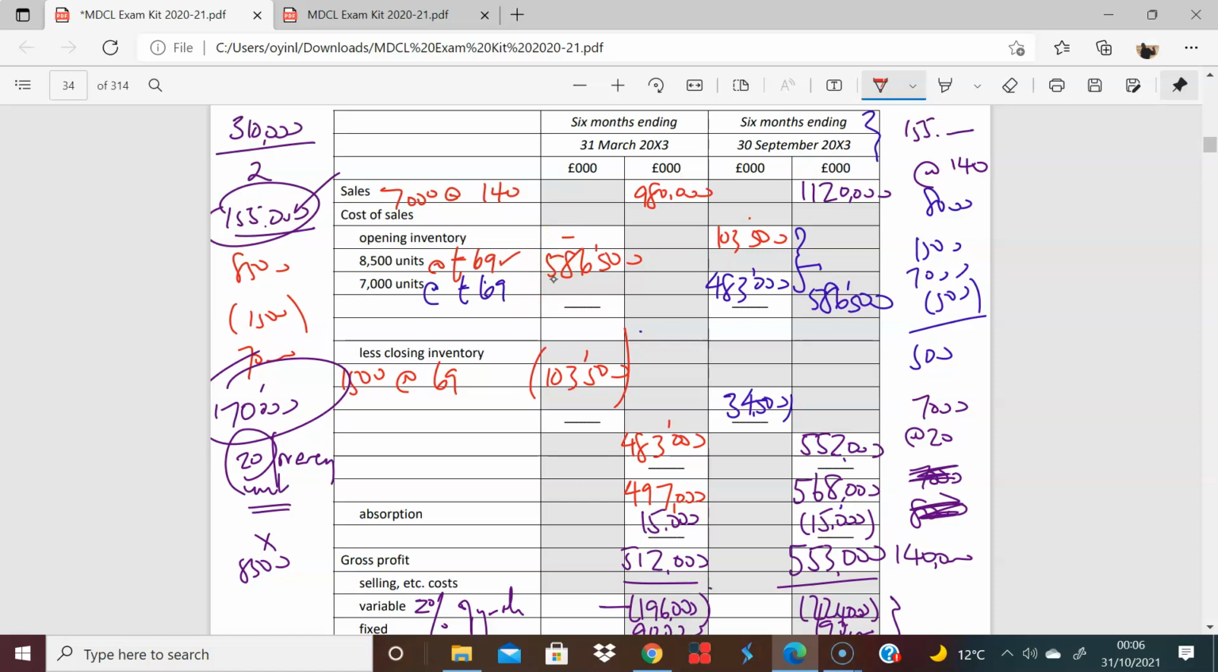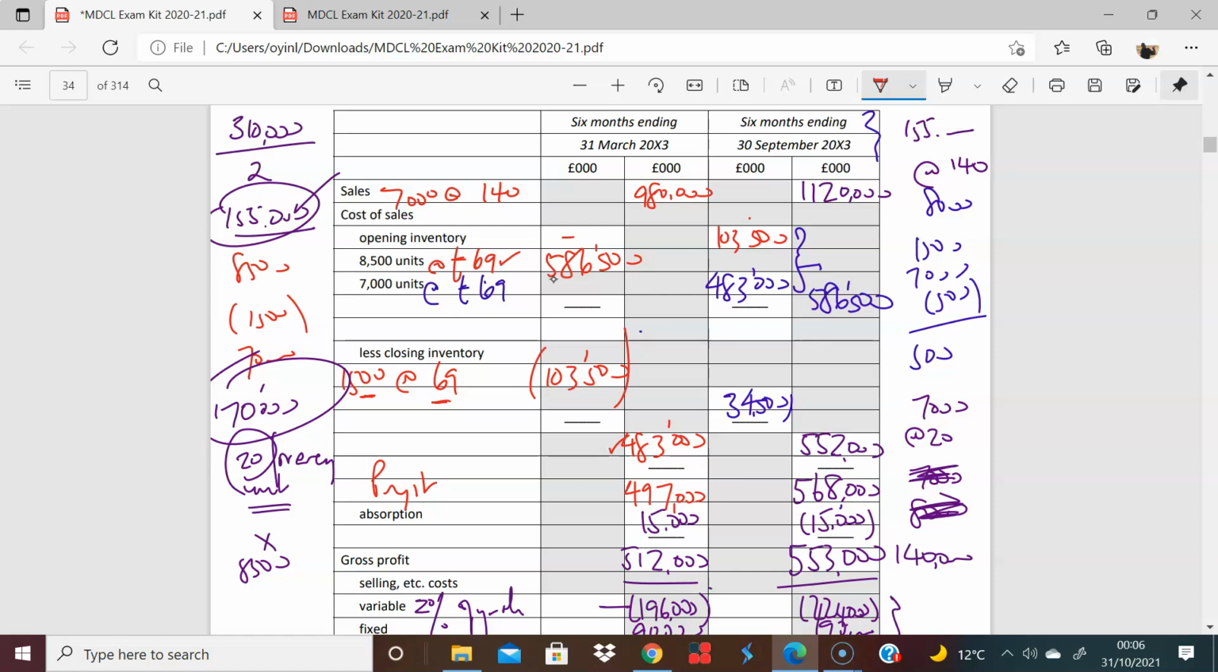Then my closing inventory, of course, is 1,500, just repeating from the other one at 69. And that's 103,500. So I subtract the two and I get my cost of sale. I now subtract this 483 from the sales to get my profit, if you like. But just one more thing before we carry on. Let me do this side as well.